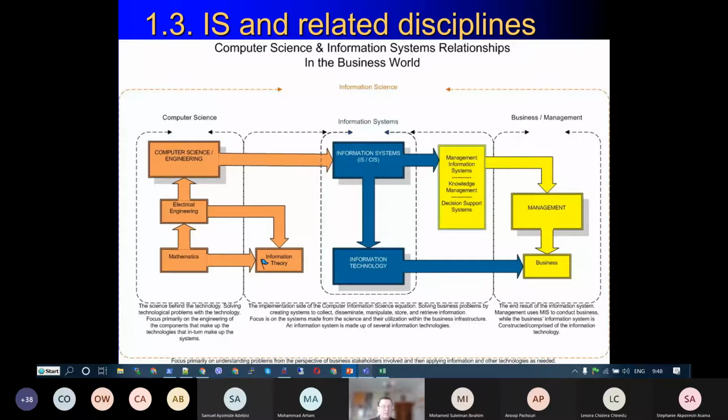We have almost exactly the same business management task in all these cases. And the question is, so information science as a general scientific area focuses primarily on understanding problems from the perspective of business stakeholders involved, enabling information and other technologies as needs.